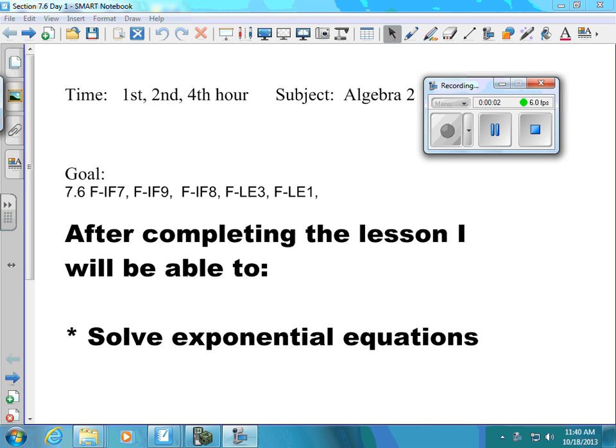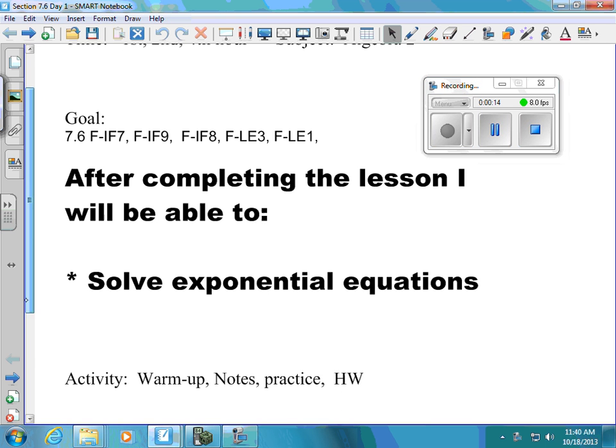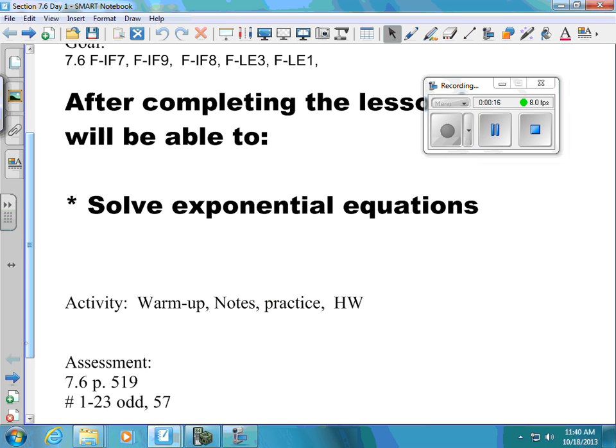Okay, we're going to continue with Unit 4, the final unit of Semester 1, the last section in Chapter 7, Lesson 6. Here are our goals for today. After completing the lesson, I will be able to solve exponential equations. The target for today, have it down at the beginning of your notes, please.